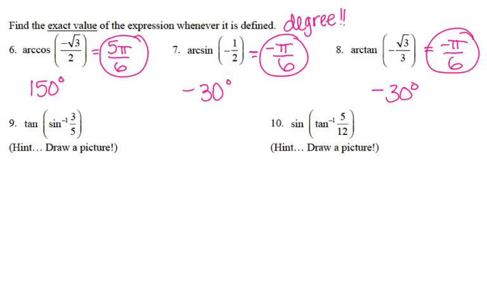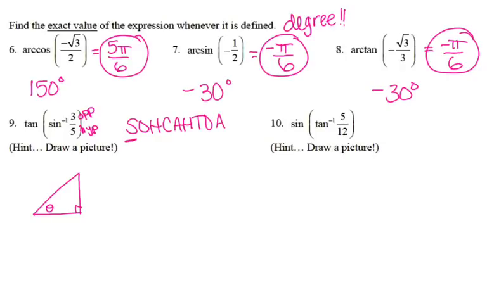For numbers 9 and 10, don't just plug those in the calculator because sometimes it will not work. What you do is you use this inside trig function, the inverse, to be able to set up a triangle. So I'm going to go ahead and draw a triangle. That's why it says hint, draw a picture. So I'm going to draw a right triangle. Here's my theta. And sine is opposite over hypotenuse. Going back to good old SOHCAHTOA.